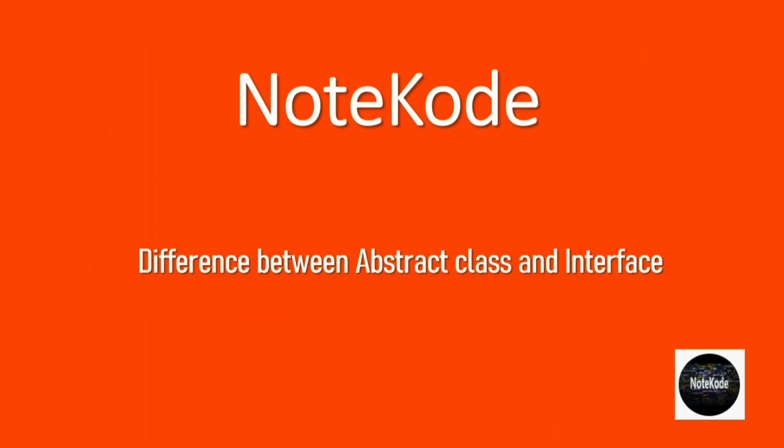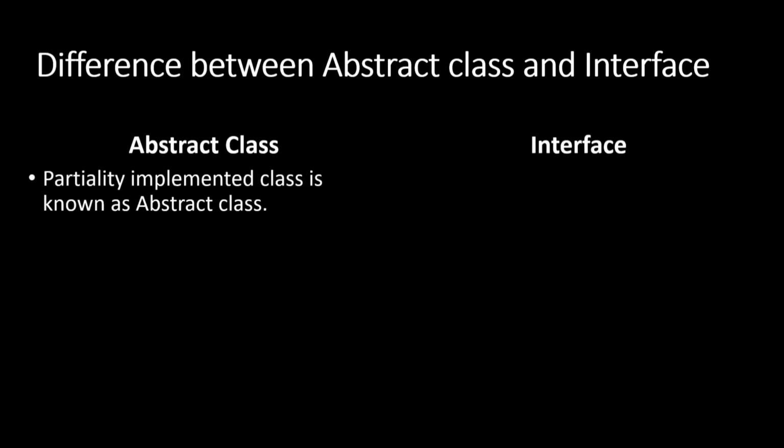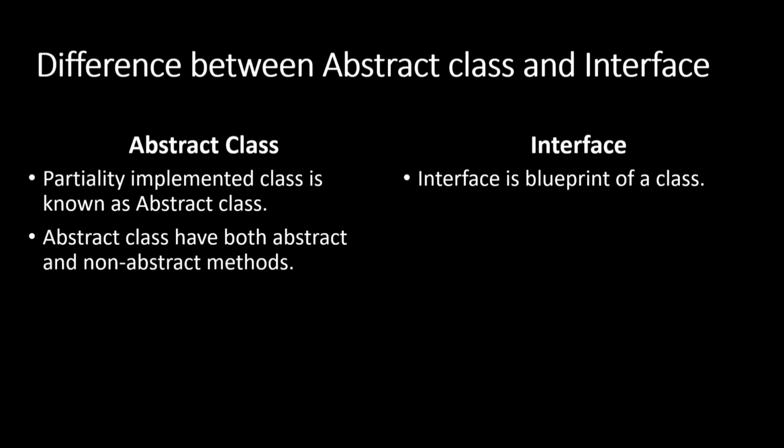Today's topic is difference between abstract class and interface. Abstract class, interface. Partially implemented class is known as abstract class. Interface is blueprint of a class. Abstract class have both abstract and non-abstract methods. Every method is always public and abstract in interface.